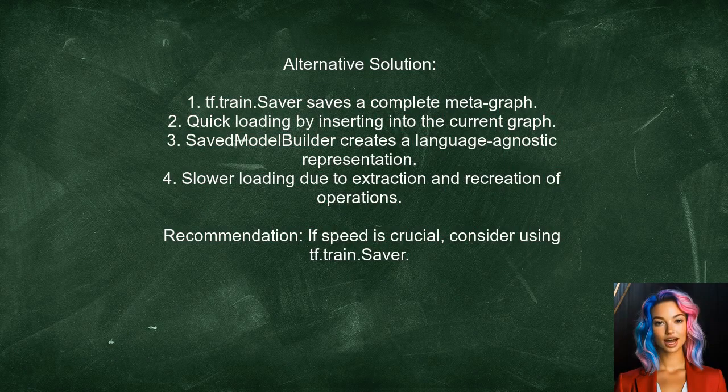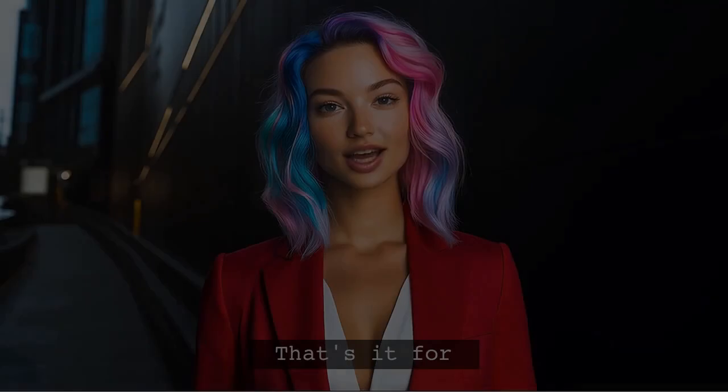One user explains that the slower loading time with SavedModel compared to tf.train.Saver is due to how each method handles the model's data. The tf.train.Saver saves a complete meta graph, allowing for quick loading by simply inserting it into the current graph. In contrast, the SavedModel builder creates a language-agnostic representation, which requires extracting and recreating all operations and variables during loading. This process can take longer, especially with larger graphs. Therefore, if speed is a priority, sticking with tf.train.Saver might be the better choice. That's it for that response.